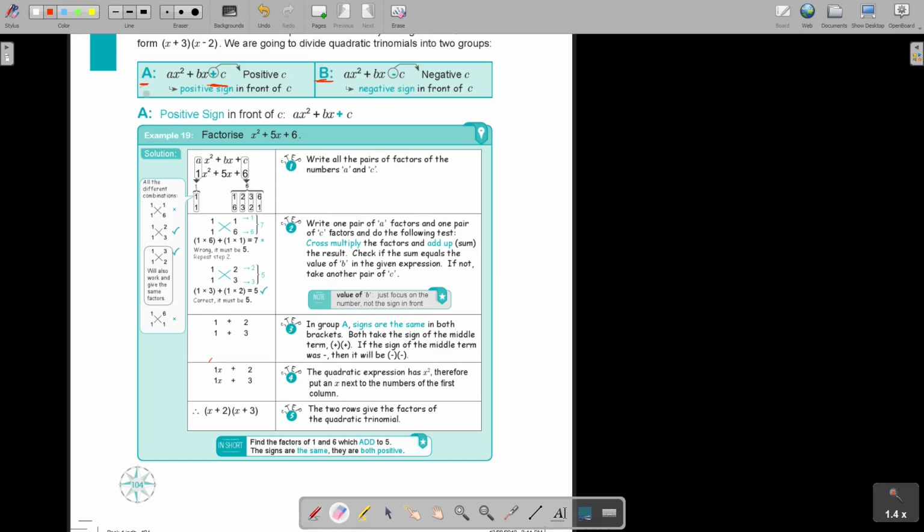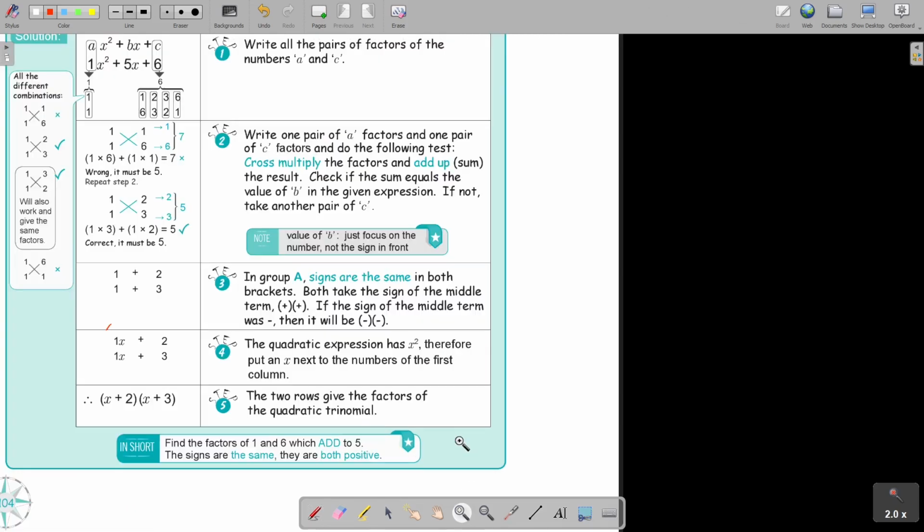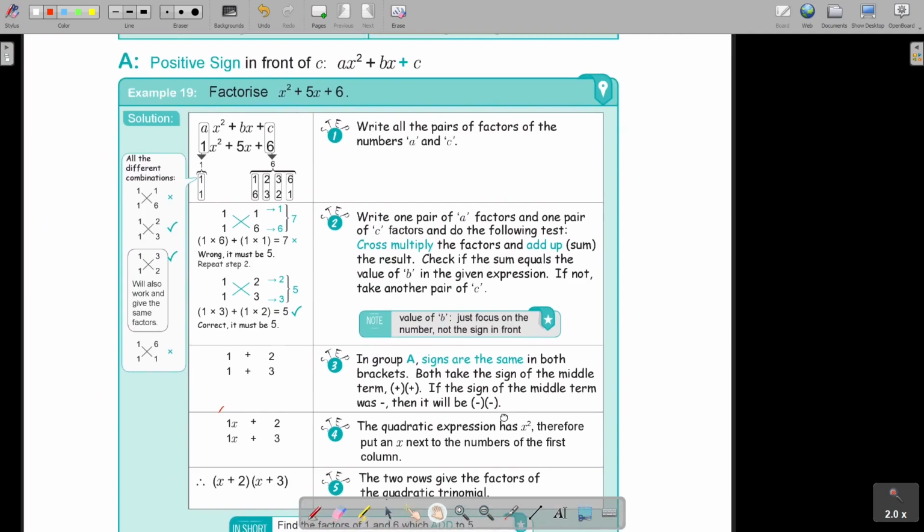Okay, and I even want to do it like this. For me it's group A when it's positive, and group B when it's negative. Now, the one in the question paper is positive, so I'm going to focus on this example. So if you look at this example, I'm going to start here.